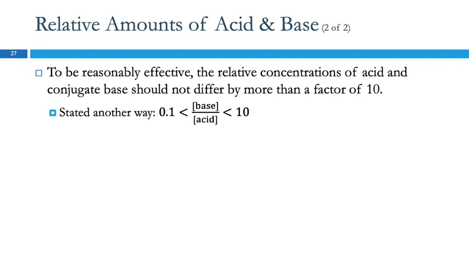So equal would be ideal, but we could also look at reasonably effective. In order for it to be reasonably effective, the acid and conjugate base concentrations should not differ by more than a factor of 10. So the acid could be 10 times larger than the base, or the base could be 10 times larger than the acid. But if you go farther than that, it's just not really going to be effective.